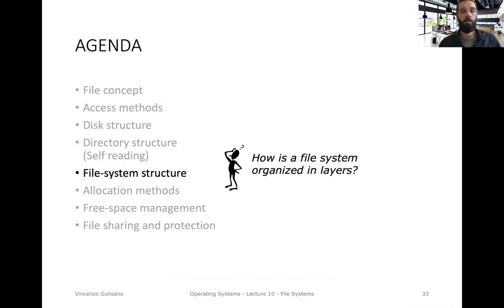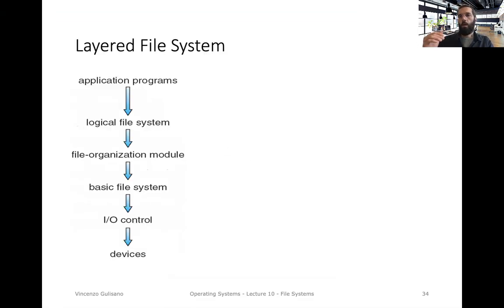Let's move now on the file system structure. So how is a file system organized in different layers? The idea when you design a file system is to have different layers for different functionalities. This is true for a file system, but I even mentioned this in the very beginning of the course for the entire operating system, that you can have different layers. It's good for modularity and keeping, let's say, different types of jobs in different levels and in different modules.